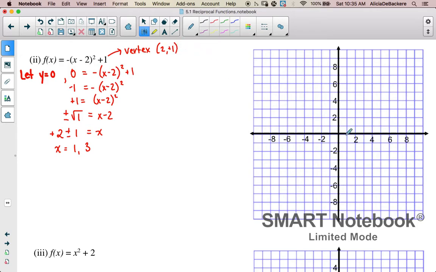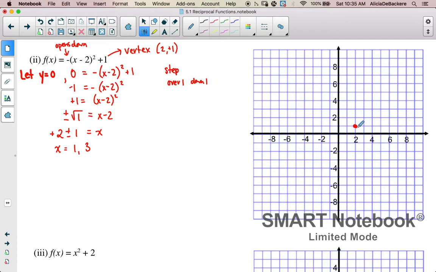So positive 2 and positive 1, there's my vertex. This parabola opens down because of the negative up here in front. And the a value is 1. So for those of you who use a step pattern, the step pattern is going to be over 1, and because of the negative, it's down 1.